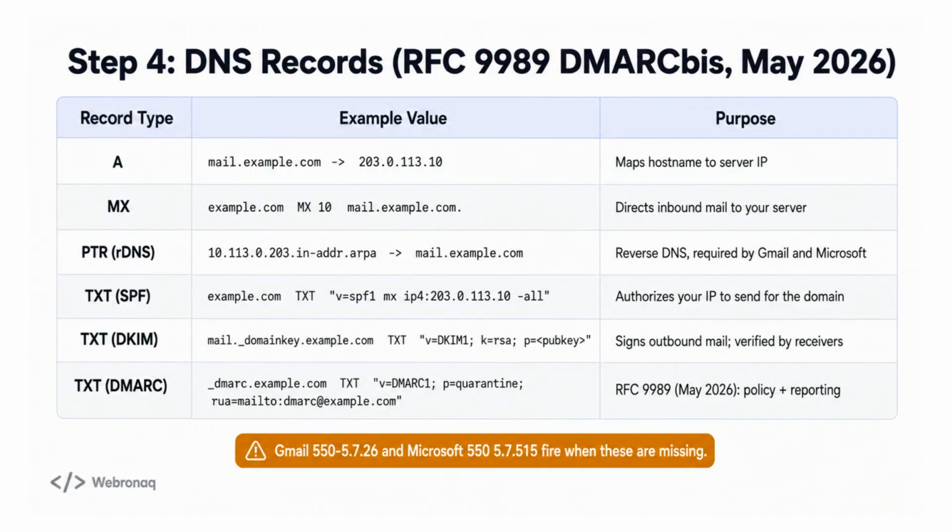The SPF TXT record lists the IP addresses allowed to send on your domain's behalf. The DKIM TXT record publishes the public half of a key pair your server uses to cryptographically sign every outbound message. And the DMARC TXT record, governed since May 2026 by RFC 9989, tells receivers what to do when those checks fail: monitor, quarantine, or reject. Start with p=quarantine and a reporting address. Without all of these in place, Gmail issues a permanent 550-5.7.26 rejection, and Microsoft returns 550 5.7.515. These are not soft bounces. Your mail simply never arrives.